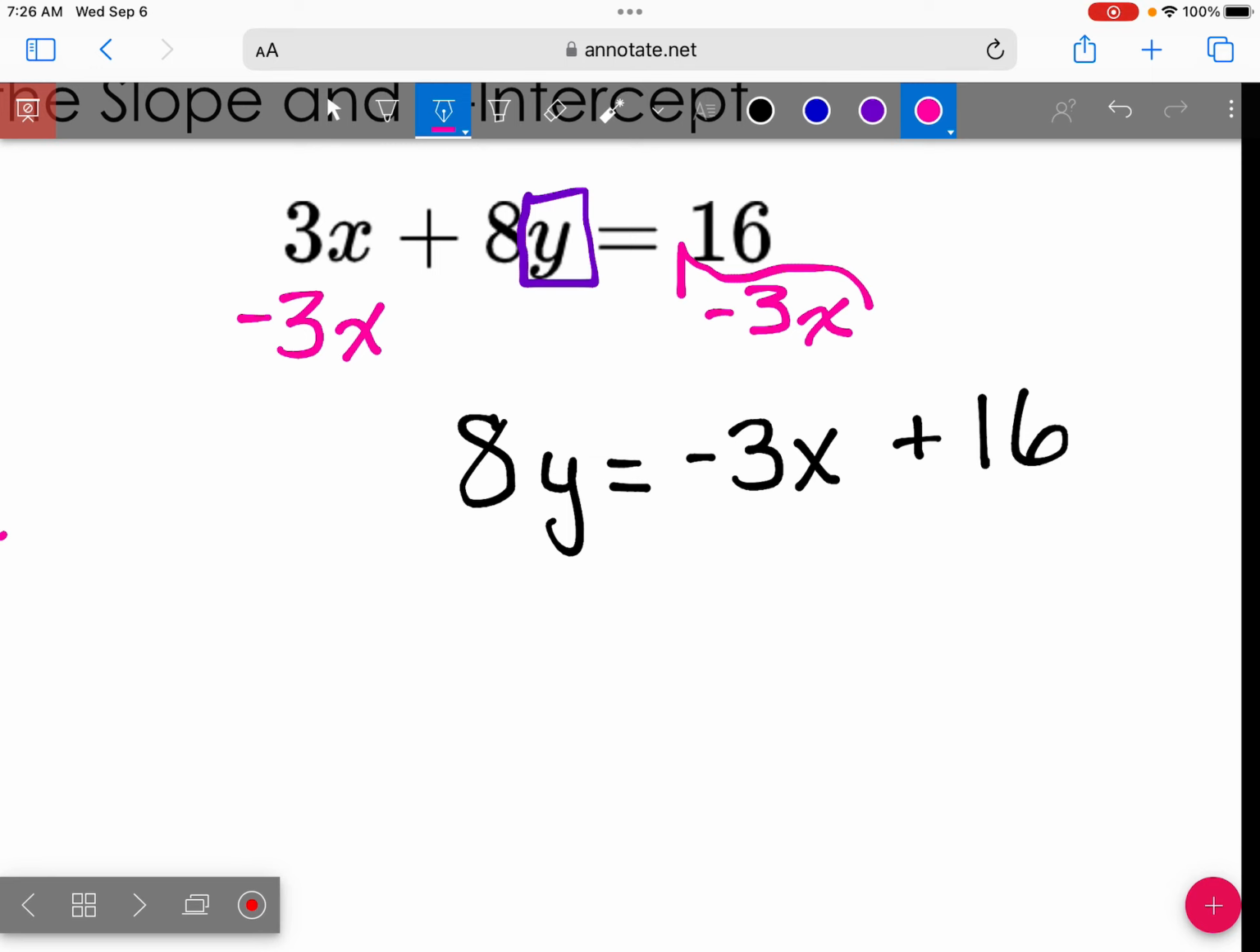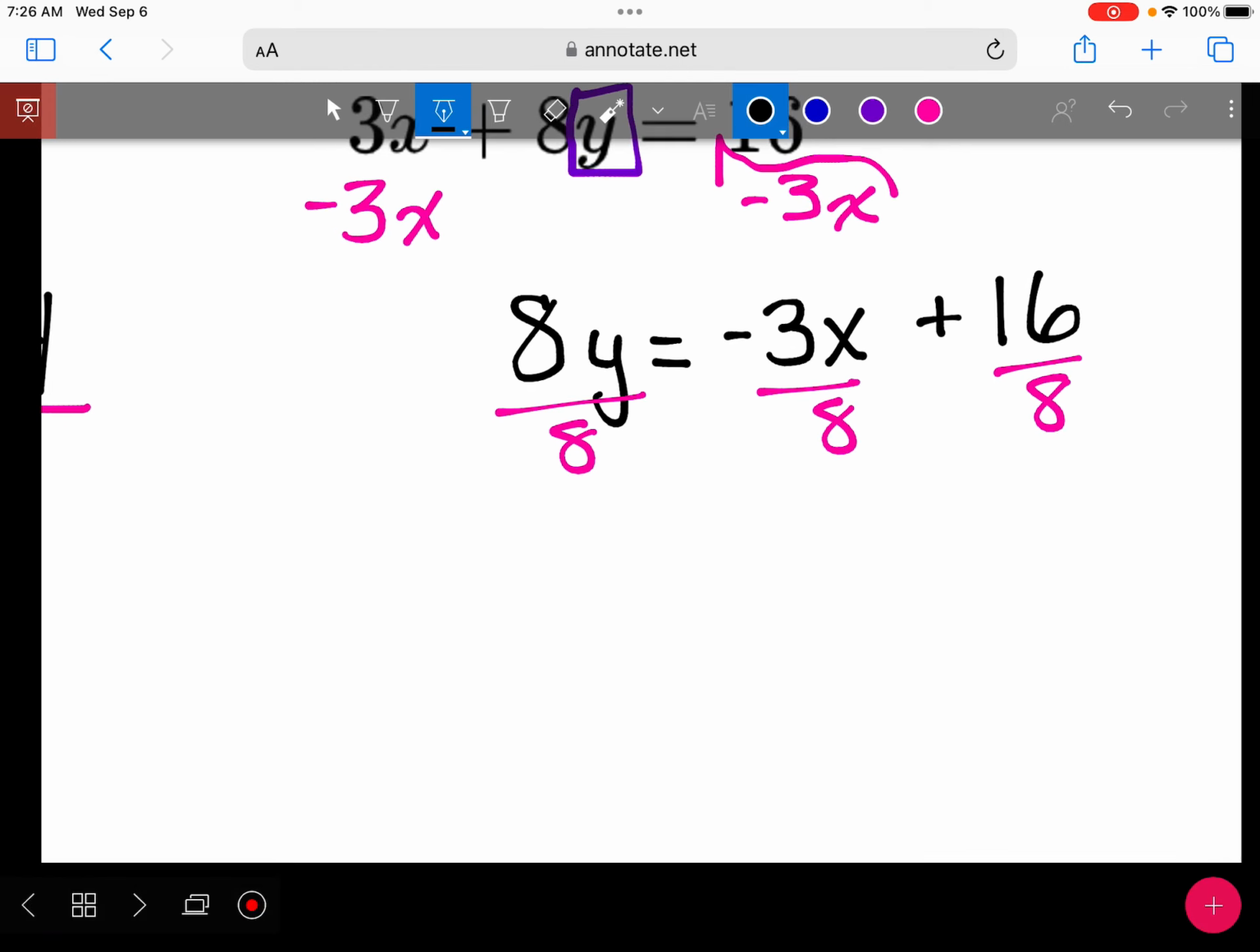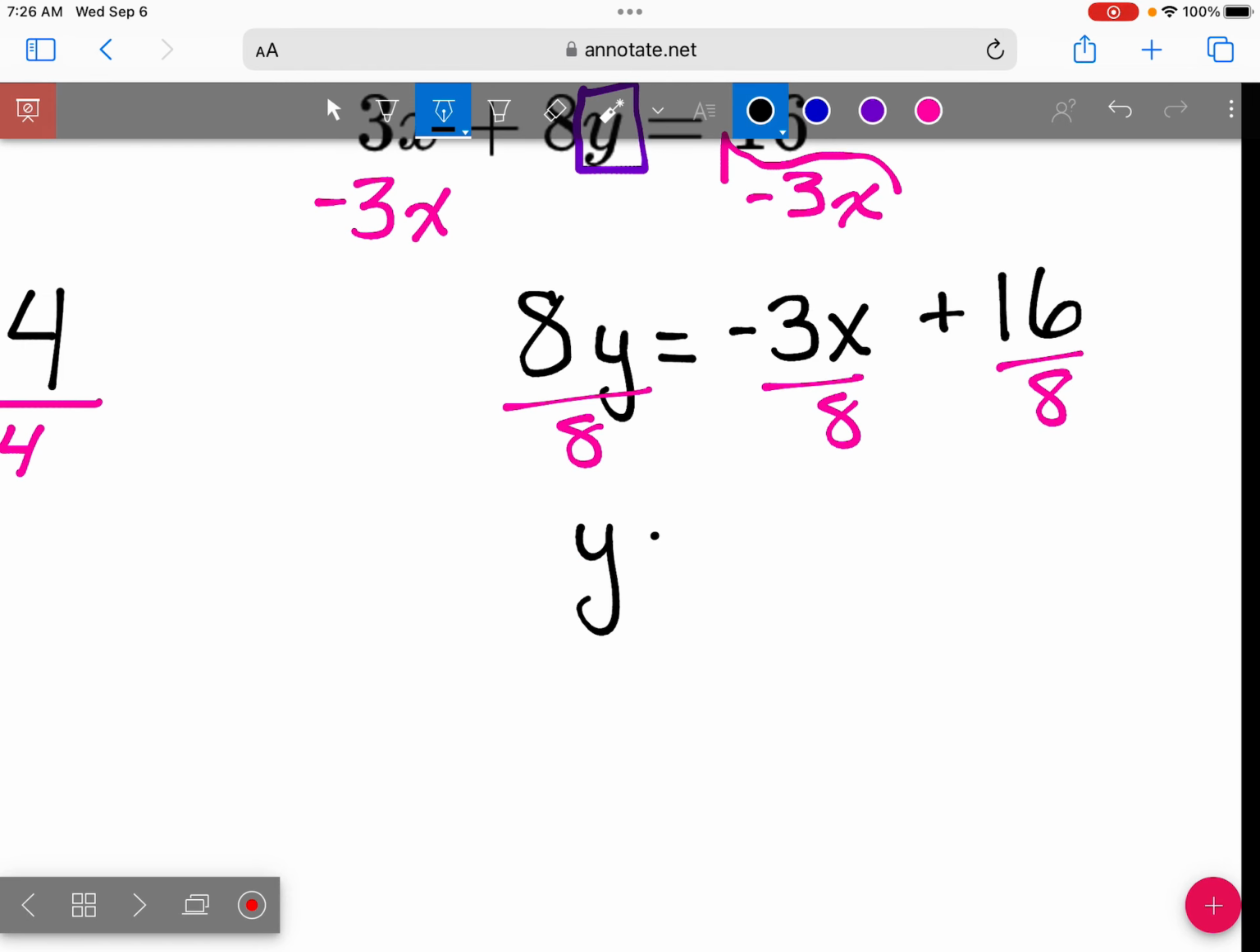Then what are we going to do? Divide by 8, to all the pieces. So we're going to be left with y equals, does -3 over 8 simplify at all? So minus, does it? 3 and 8 don't have any common factors other than 1, and dividing by 1 doesn't change anything, so it doesn't really help. How about 16 over 8? 2.